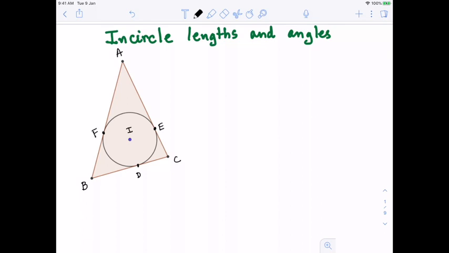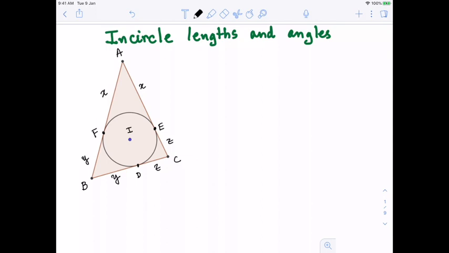Okay, so the key thing that we're going to use is that the tangents drawn from a point to a circle are equal in length. So AF and AE are tangents drawn from A to the incircle, so they are equal. Let's label both of them as X. Similarly, we will label both BF and BD as Y, and CD and CE as Z.